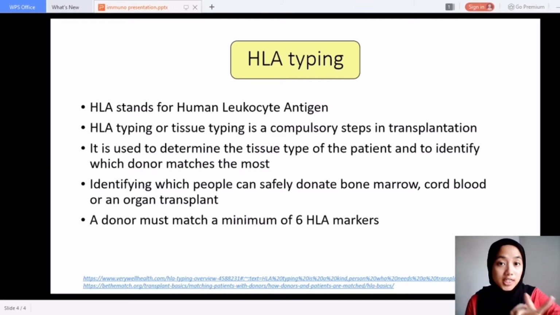HLA typing is different because the patient and the donor must match both the blood typing and the HLA typing. For example, in order to receive a solid organ transplant, the blood group must be compatible and the HLA typing must match the most. So that's all from me. I will pass the presentation to Ernie.